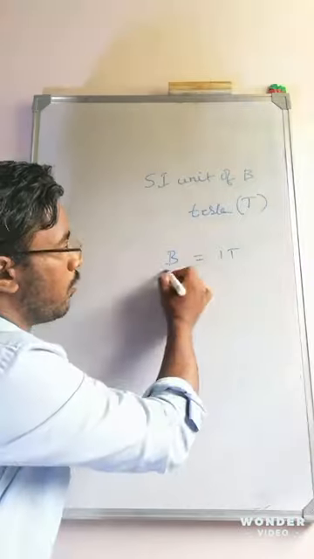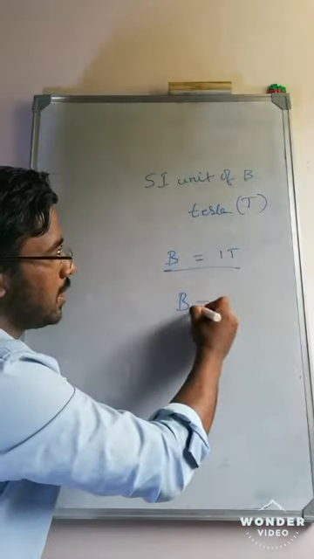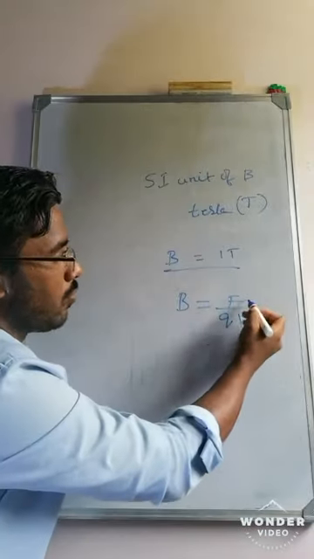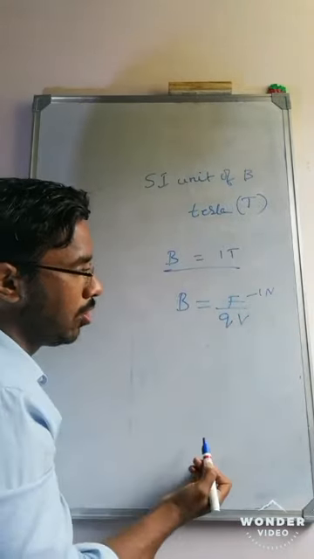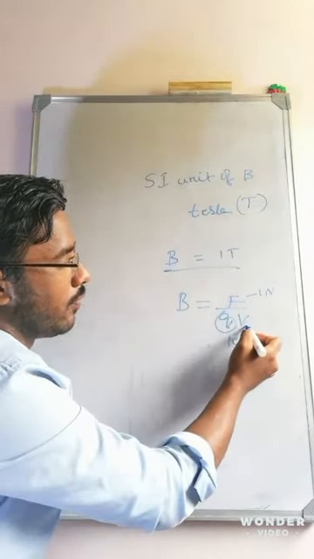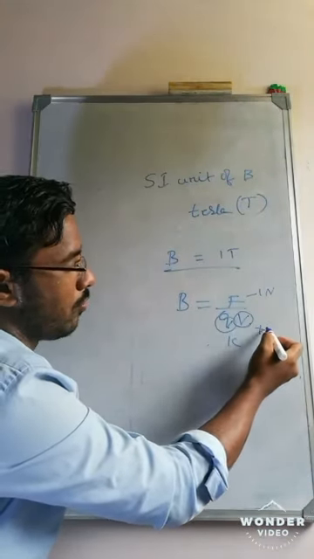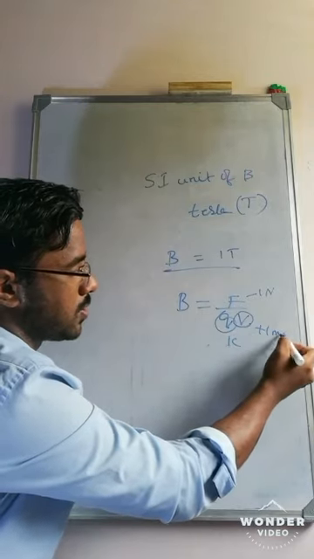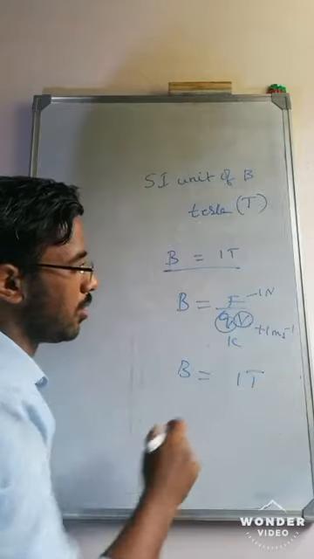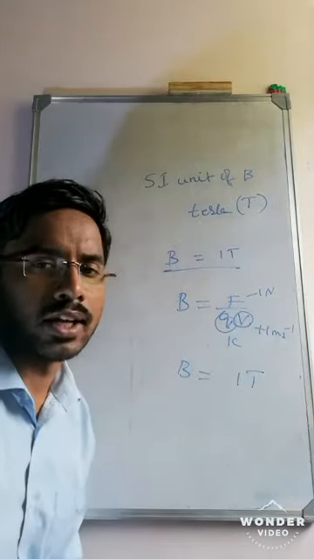The SI unit of magnetic field is said to be 1 Tesla when a 1 coulomb unit positive charge is moving in a magnetic field with a velocity of 1 meter per second, and the force acting on it is 1 Newton. You know this formula, B is equal to F by QV. So when 1 Newton of force is acting on a charge of 1 coulomb moving with a velocity of 1 meter per second, the magnetic field is said to be 1 Tesla. So this is the SI unit of magnetic field.